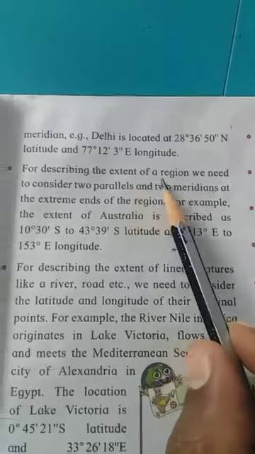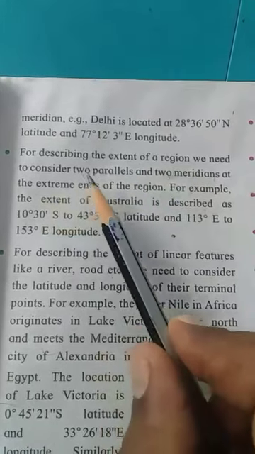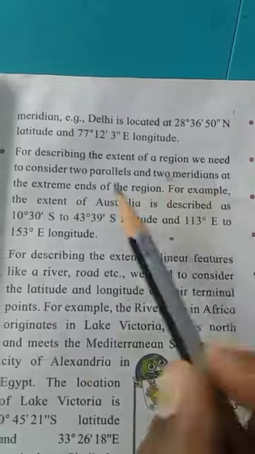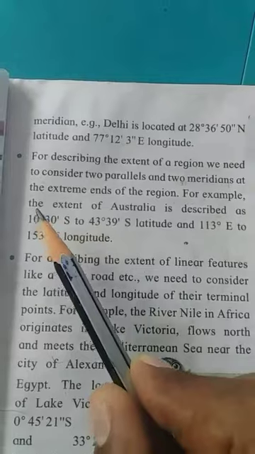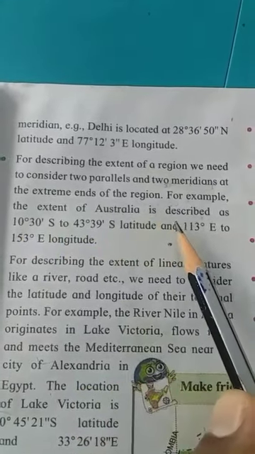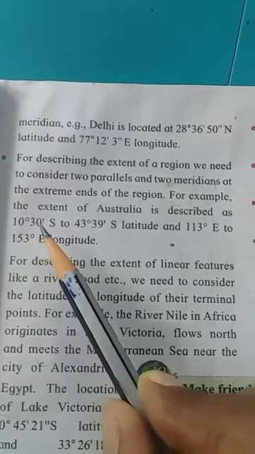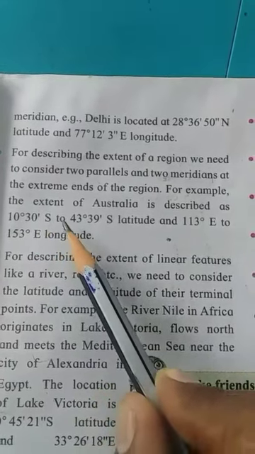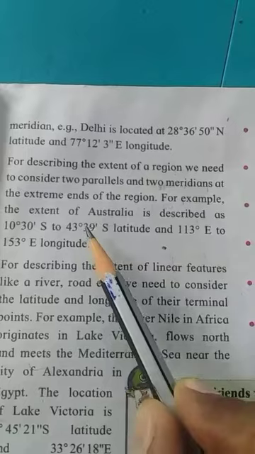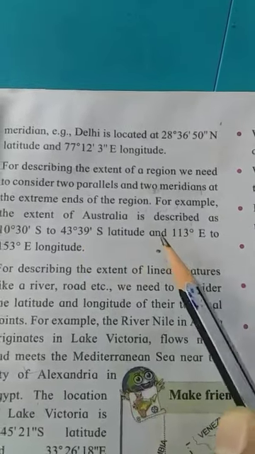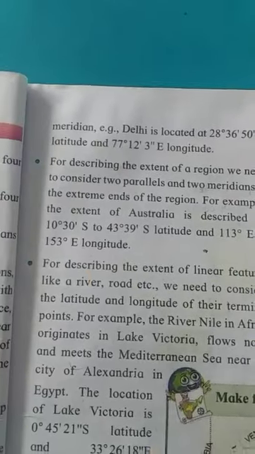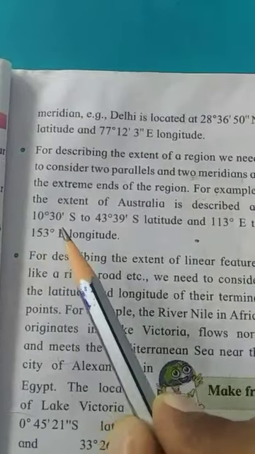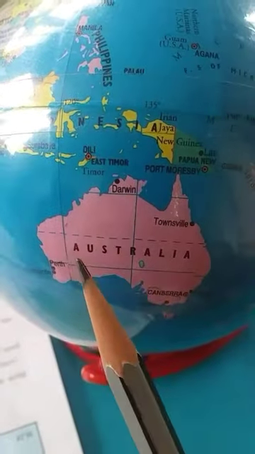For describing the extent of a region, we need to consider two parallels and two meridians at the extreme ends of the region. For example, the extent of Australia is described as 10 degree 30 minute south latitude to 43 degree 39 minute south latitude, and 113 degree east to 153 degree east longitude. We will see the extent of Australia.